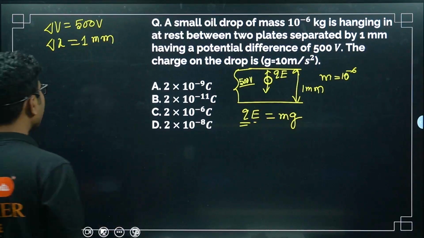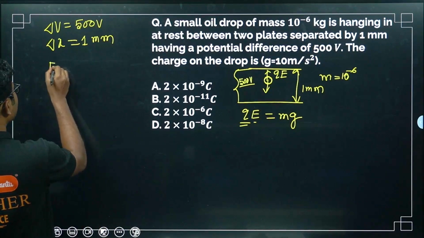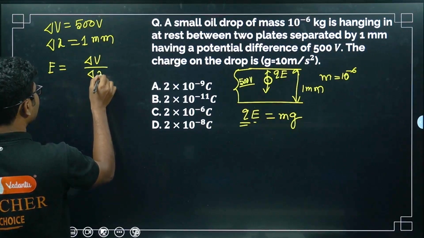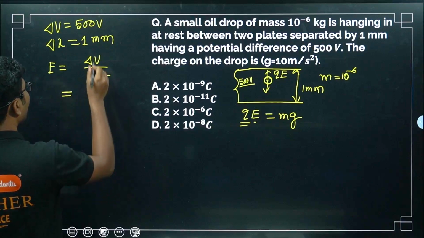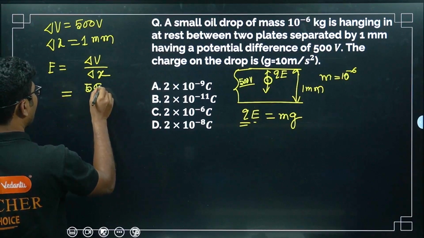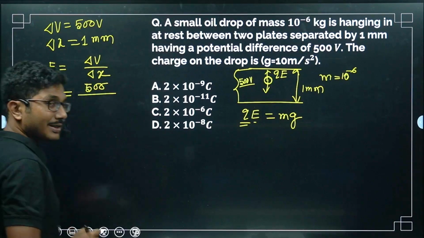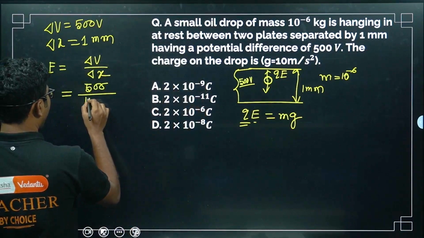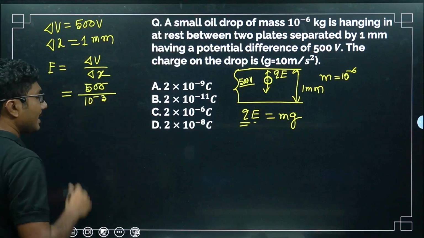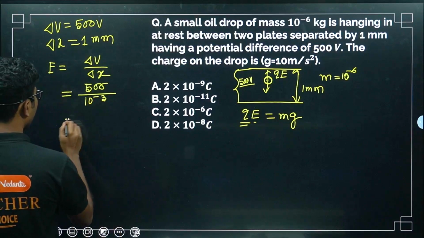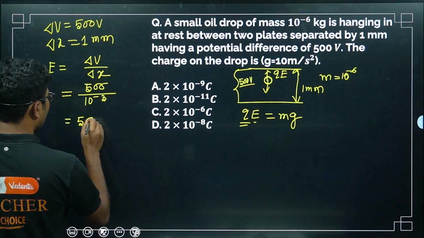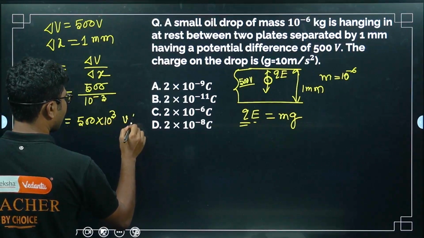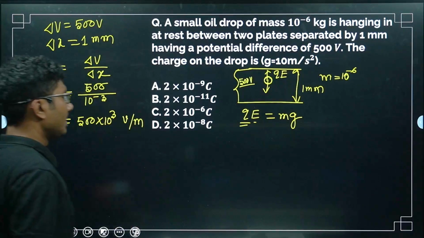right? So what we can write from here is that the electric field is given by delta V by delta X, right? So 500 divided by, what is 1 millimeter? 1 millimeter means 10 to the power of minus 3, right? So it will be 500 times 10 to the power of 3 volt per meter. This is the electric field.